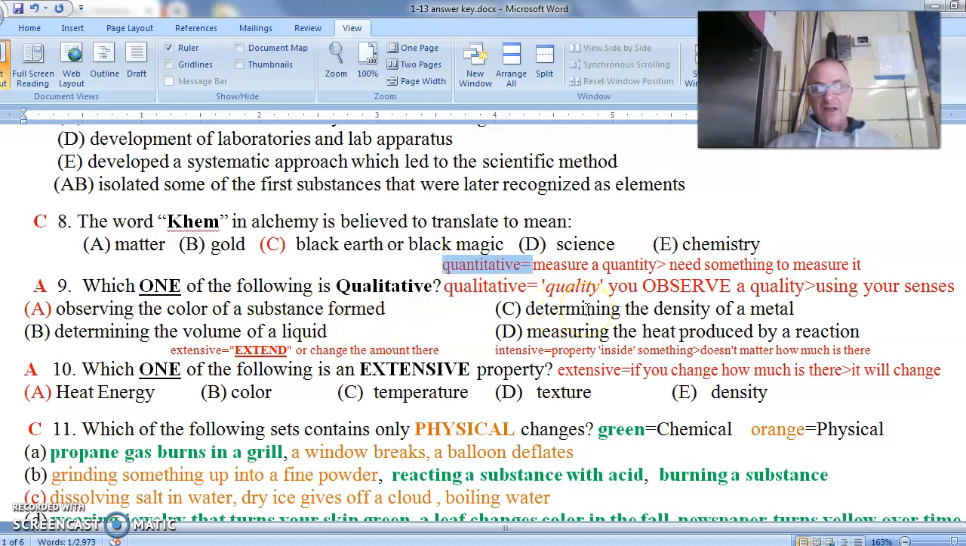Determining the density of the metal, you would need to measure mass, which is quantitative. You would need to measure volume, because density is mass divided by volume. That would be quantitative. Measuring the heat energy produced in a chemical reaction.